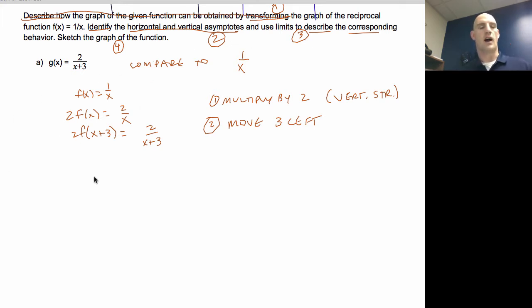Second part, identify the horizontal and vertical asymptotes. Kind of a blast from the past here. Okay, so vertical asymptotes. What does that mean? That's restrictions on the domain. So if I look at the bottom, I've got x plus 3 here. So if x plus 3 can't be equal to 0, then x can't be equal to negative 3. So that means there's a vertical asymptote at x equals negative 3. Remember, for vertical asymptotes, we're looking for restrictions on the domain, right?